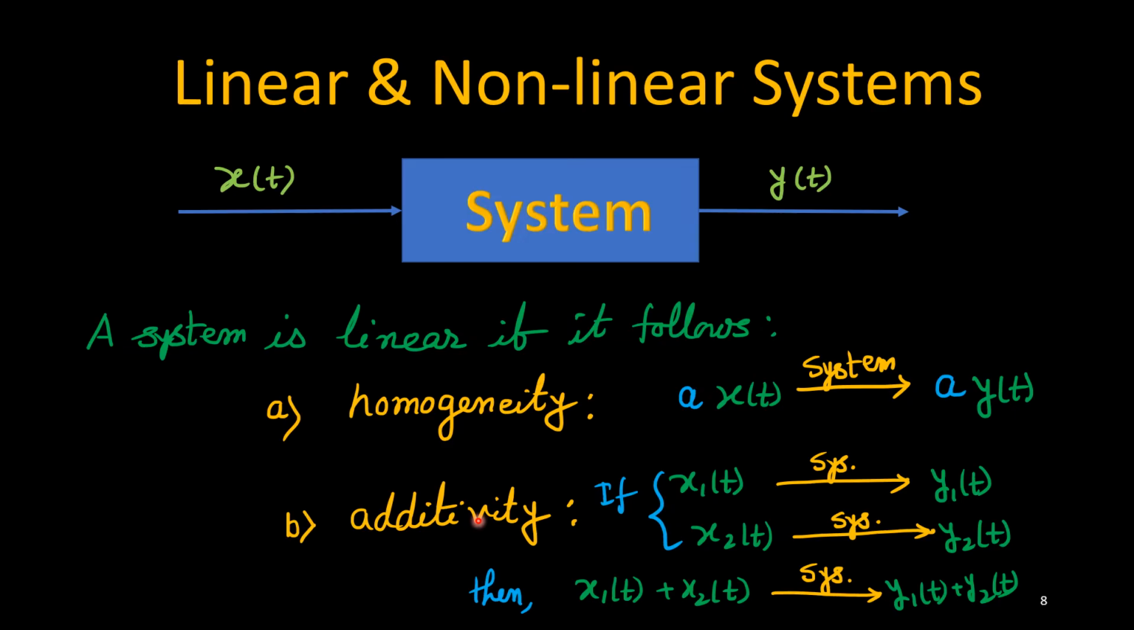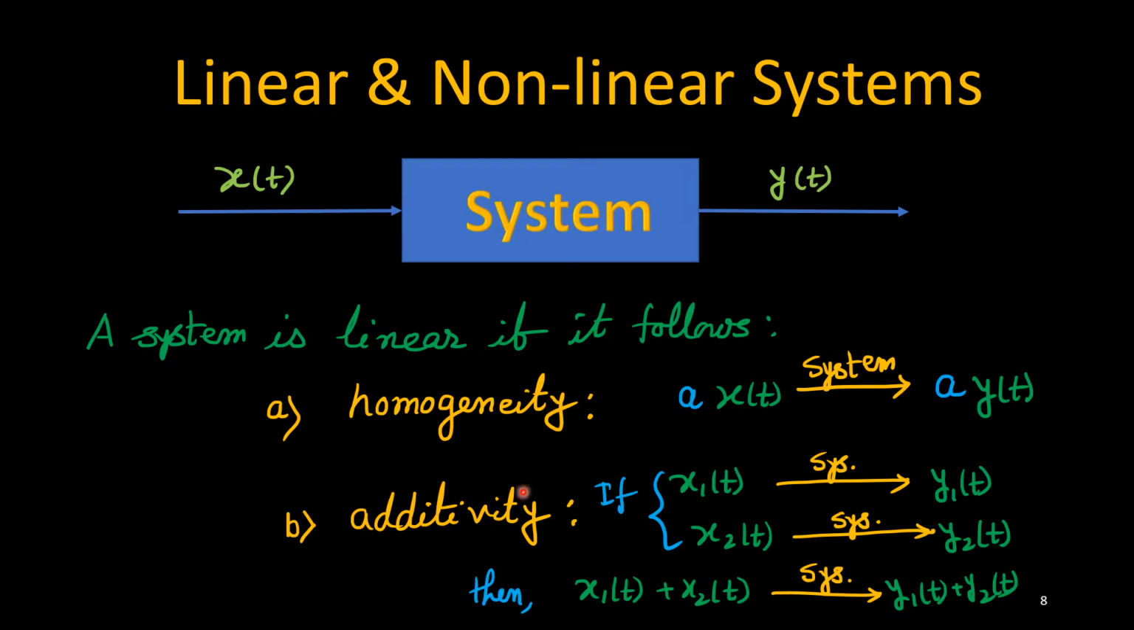Now for a linear system, both the laws should be correct. So the system should follow these two properties. If any of these two properties is violated, then the system is said to be nonlinear. So you can check either of these two. If suppose homogeneity is violated, then directly you can say it is a nonlinear system. Suppose if this is true, then you need to check the next one, additivity. So both should be true, then only it will be called a linear system.